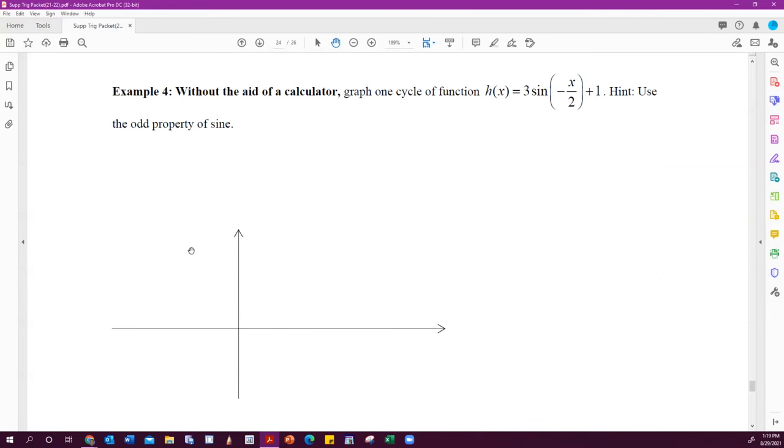Okay, so let's try this one now. This one has a negative inside of it, so I'm going to use the odd-even identity right off the bat because I don't want to deal with the negative. I can instead not ever have to deal with a negative sign in here because sine is odd, cosine is even. So I'm just going to pull that negative out.